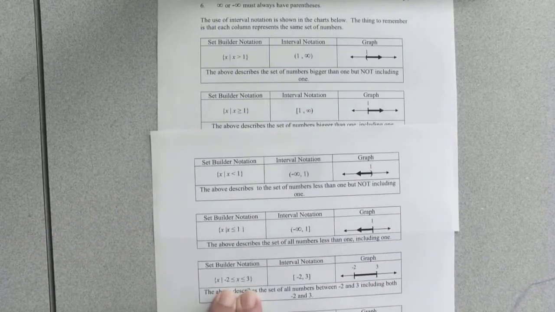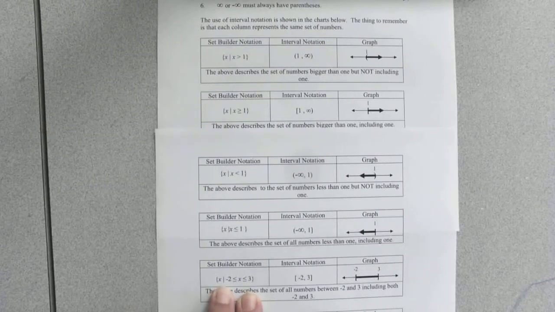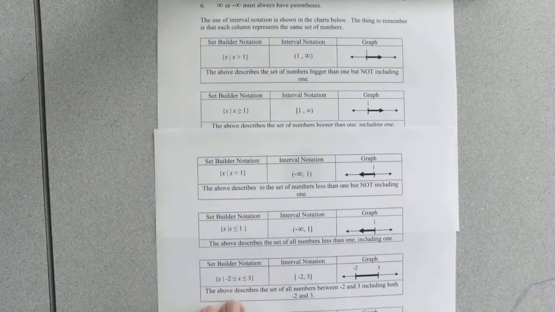Okay, compound inequality. The set of all x such that -2 is less than or equal to x is less than or equal to 3. Verbally, the above describes the set of all numbers between -2 and 3, including both -2 and 3. The interval notation there, we'd say that's the closed interval from -2 to 3.